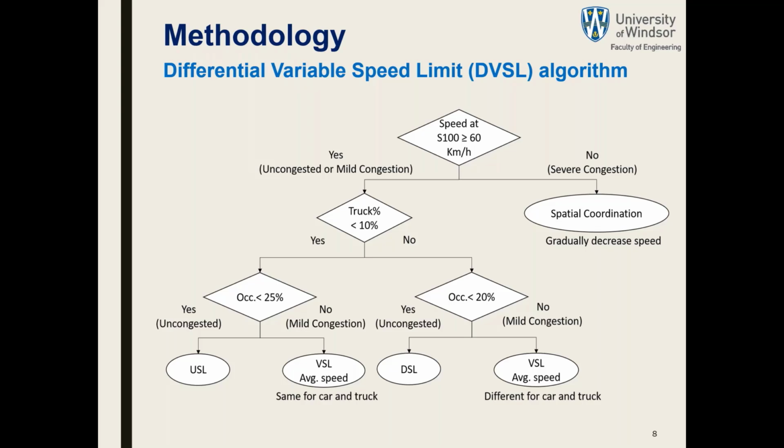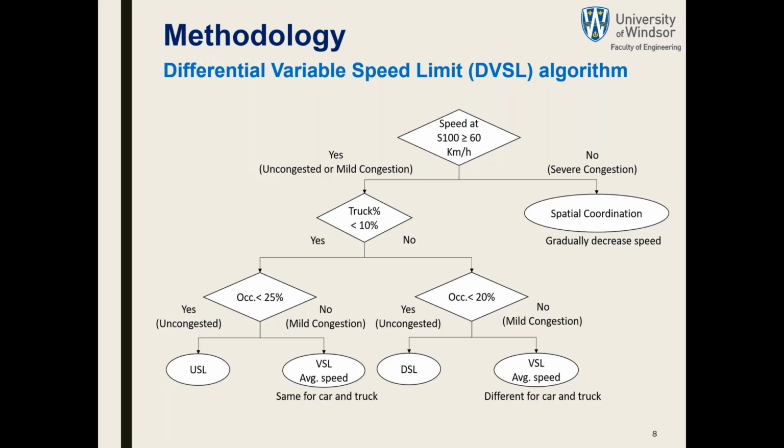So here, as we can see on the first level of the DVSL algorithm, the speed at station 100 is compared with the threshold speed, or the critical speed, of 60 kilometers per hour to classify the traffic condition as either mild and uncongested or severe congestion. When the speed at station 100 is higher than 60 kilometers per hour, at level 2, truck percentage at station 100 is compared with the threshold, which is here 10%, to classify the truck percentage into either low truck percentage or high truck percentage.